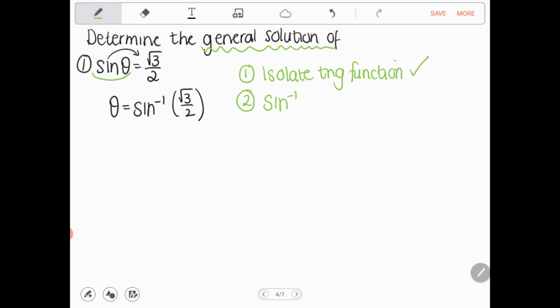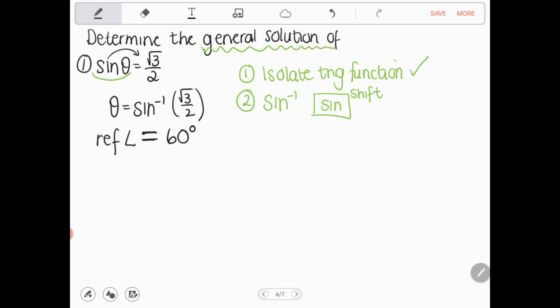So on your calculator, we use sine and the shift button. And then what we have here is our reference angle. So what is our reference angle? Because that's what we're getting, the acute angle here. And that's going to be 60 degrees when you work that out.